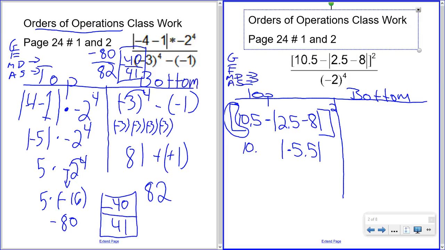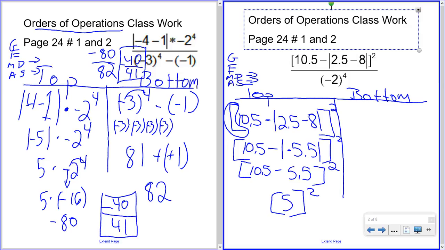We always take the sign of the bigger number. So now we have 10.5 minus the absolute value of negative 5.5, squared. And we know the absolute value of negative 5.5 is 5.5, so we're just going to write that down. 10.5 minus 5.5 is 5, and we're still not done because now we have to square that. 5 squared, yes sir, is 25.